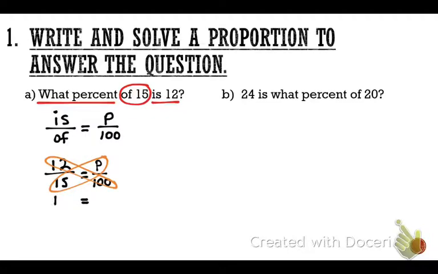We're going to put 15 times what? P equals 12 times 100. All right, so we'll drop down the 15P again. Jalen, what's 12 times 100? 1,200. Trenton, how do I get the P by itself? Divide by 15 on both sides. And when you do that, Gavin, what do you get?